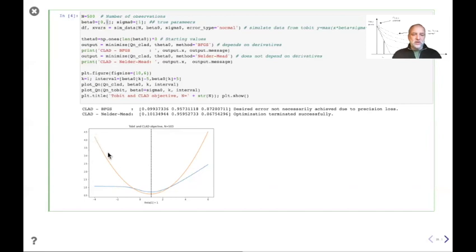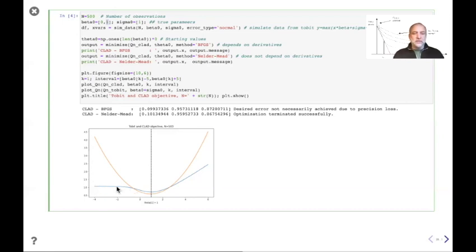So here, this is the objective function for the Tobit model, the negative of the average of the log likelihood. It's nice and smooth. It has a well-defined minimum, at least close to the true value. And so a standard optimization routine will have no problem finding this minimum.